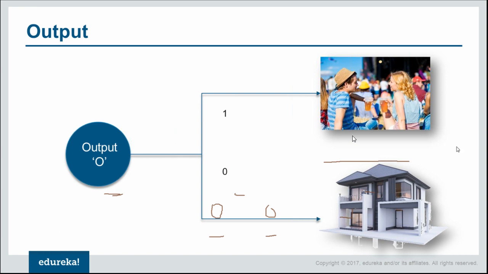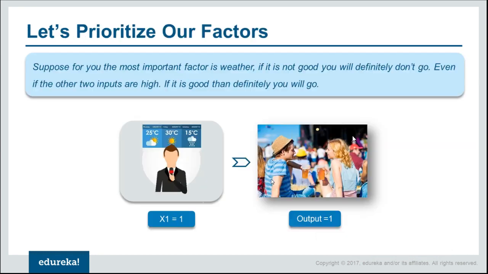And what do we want as an output? That finally you will go to the beer festival or you will stay at home. So we can say the output value of our neural network would be 1 if we go to the festival, and its value would be 0 if we do not go to the festival, which means we will stay at home. So let's see how things are going to happen.